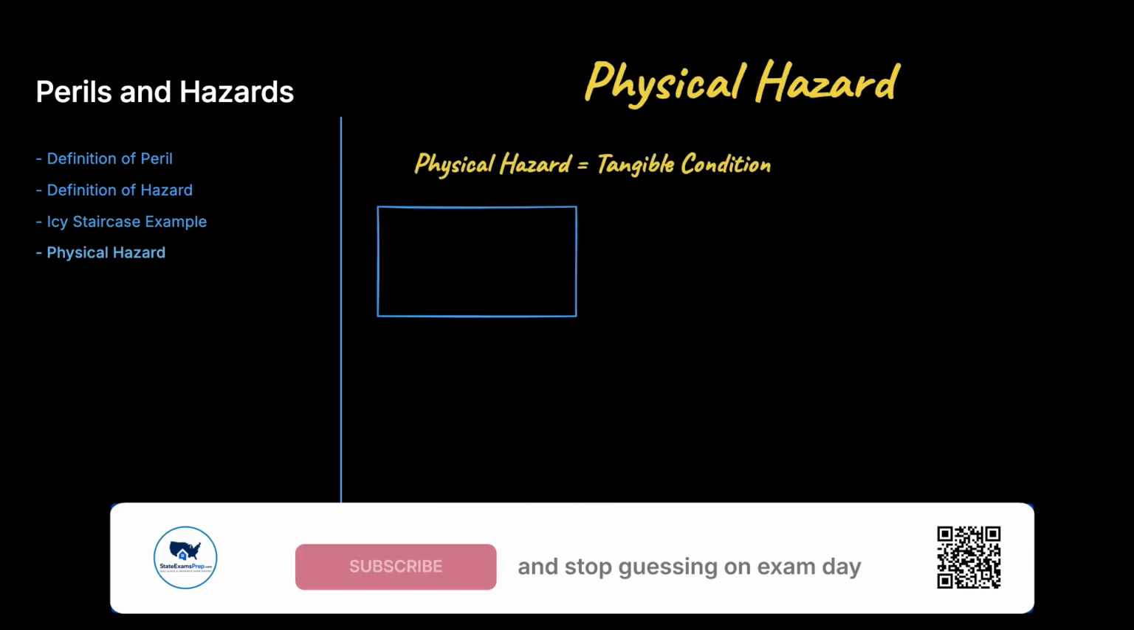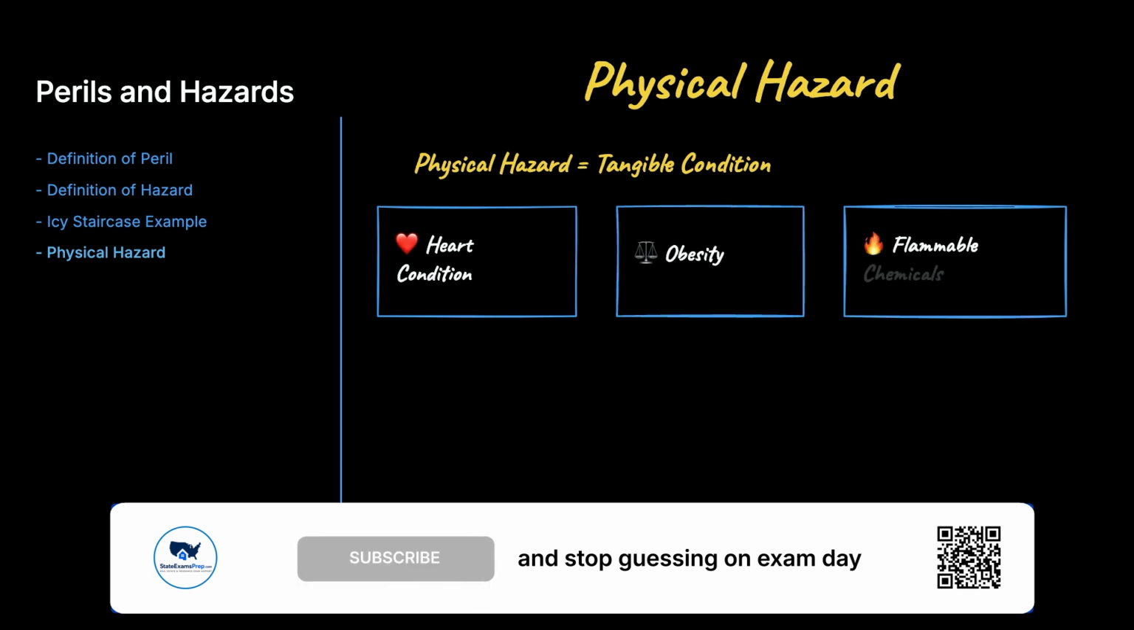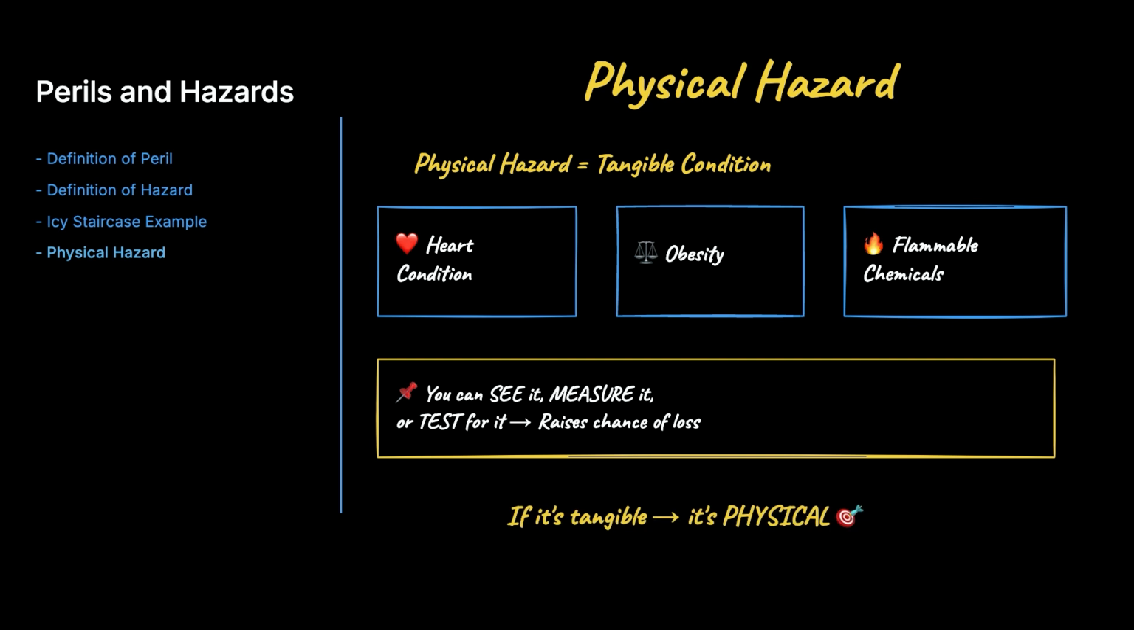Now, insurance recognizes three kinds of hazard, and telling them apart is one of the most commonly missed exam points. The first is the physical hazard, a physically identifiable condition you can see or measure that raises the chance of loss. Think of a diagnosed heart condition, obesity, or flammable chemicals stored in a garage. If it's tangible, it's physical.